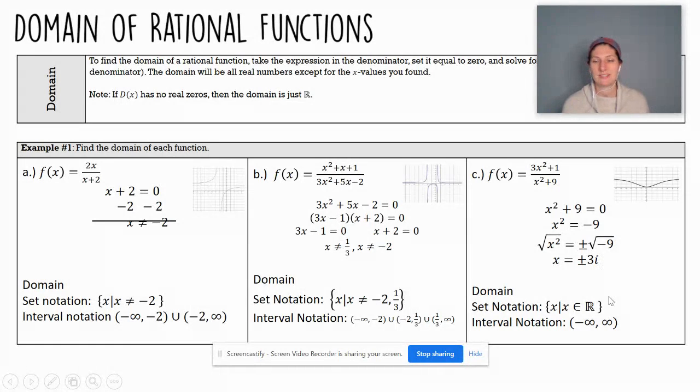There's no restrictions. And on all of these, you can see I put the graph next to them, so you can kind of see what that domain restriction looks like on the graph. So for part C, you can see there's no restriction. It goes across the graph from left to right. However, on part B, you can see those vertical asymptotes at negative 2 and 1/3. And then on part A, you can see that vertical asymptote at x equals negative 2. And spoiler alert, we're going to talk about vertical asymptotes next.